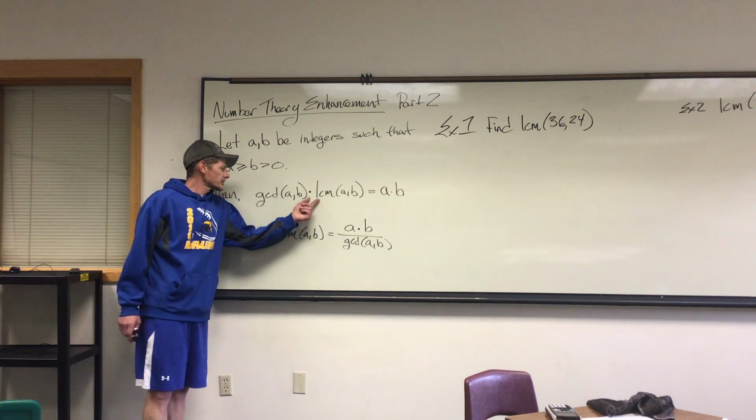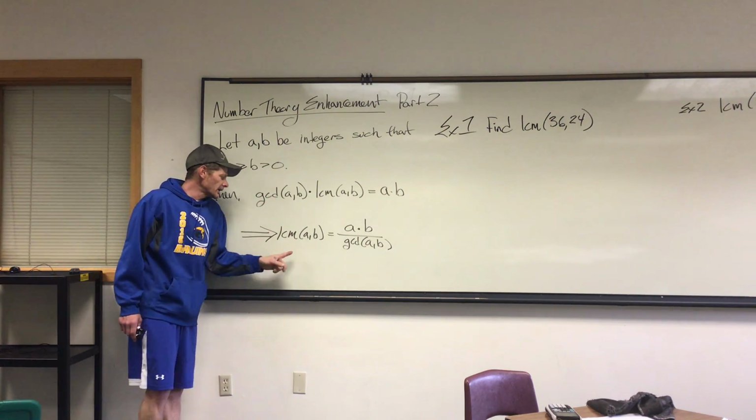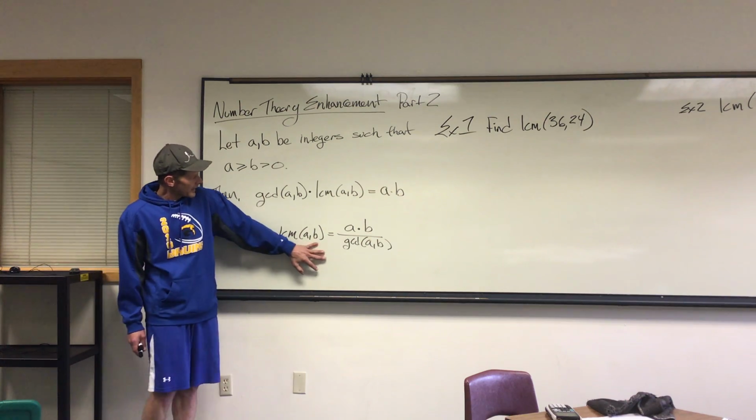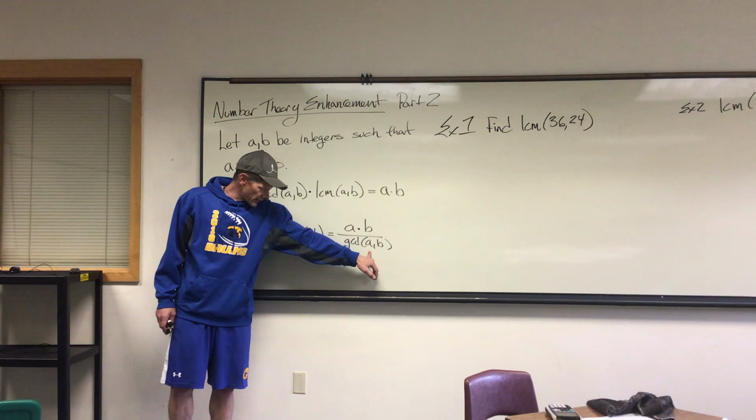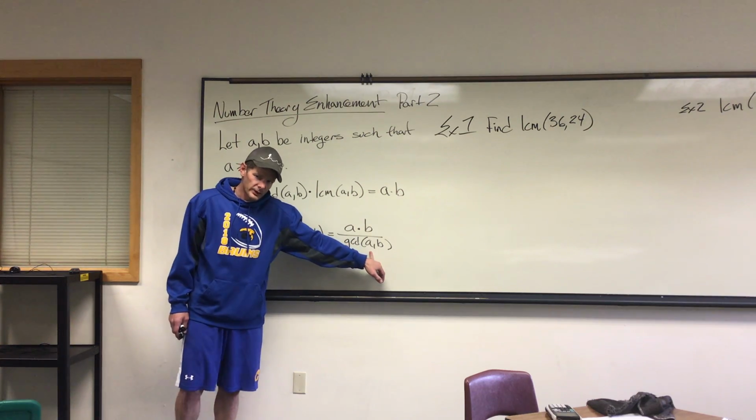If we divide each side by the greatest common divisor of a, b, then we know that the least common multiple of two numbers is equal to a times b divided by the greatest common divisor of those two numbers.